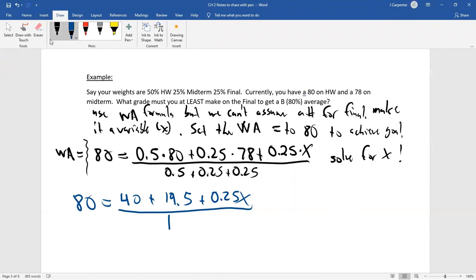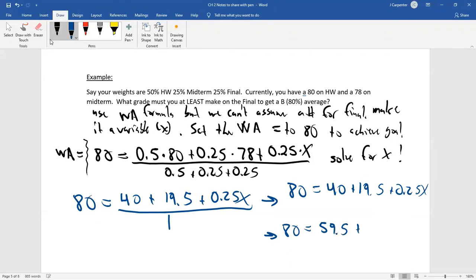This is another reason I did this problem this way. With this particular setup, it is a lot easier if you make the percentage weights decimals instead of percents, because otherwise this would be 100%, and you would have to multiply both sides by 100 to clear that fraction. Dividing by 1 is literally just don't write it. So this is 80 equals 40 plus 19.5 plus 0.25x, which gives us 80 equals 59.5 plus 0.25x. I did not add the 0.25 because that's not how algebra works. And then we just have an equation to solve.